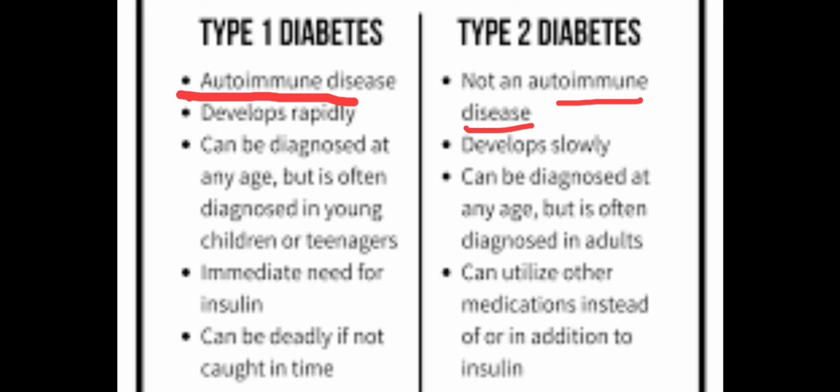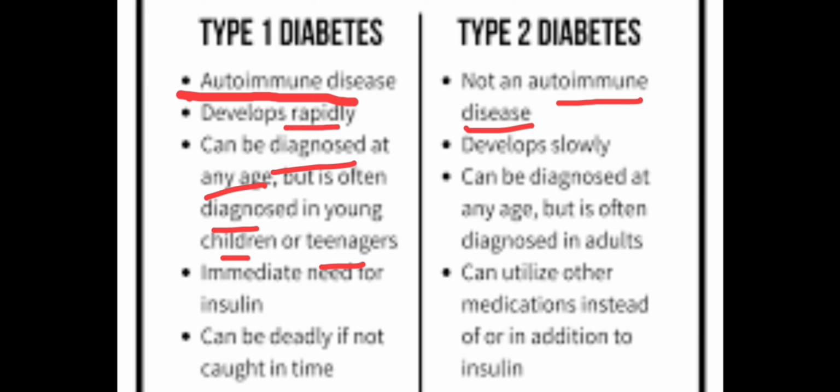So the second differentiating point is that it can be diagnosed at any age, but is often diagnosed in young children or teenagers. So type 1 diabetes mellitus can develop at any age, but mostly it develops in young children or teenagers. So another name for type 1 diabetes mellitus is juvenile diabetes mellitus because it develops at a young age. So another differentiating point is that it develops rapidly.